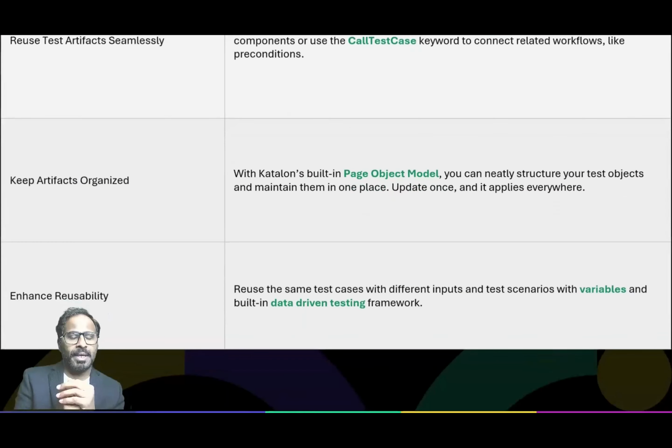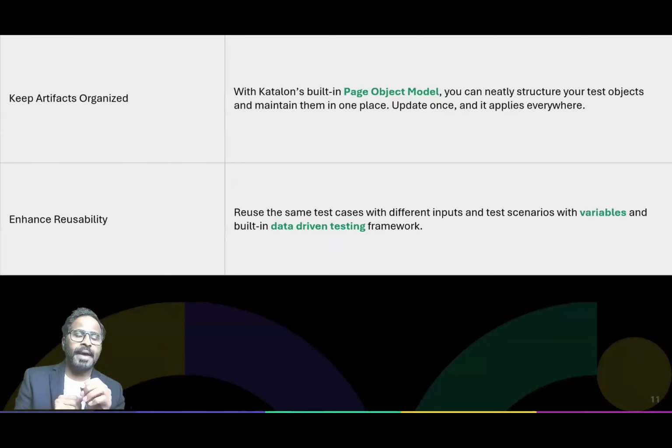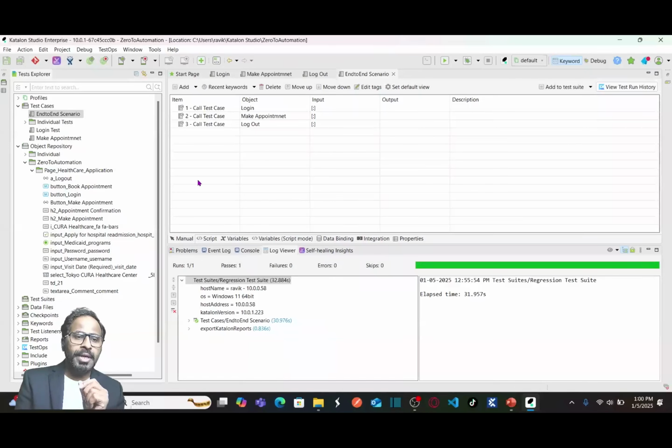Now our next topic for demo is keep artifacts organized. With Katalon's built-in page object model, you can neatly structure your test objects and maintain them in one place. And also you can neatly structure your test cases in different test suites and test suite collections. Now let us jump onto the Katalon Studio and see how can we keep artifacts organized. So here you can see all our test objects are stored under 0 to automation folder. Under that, I can see one folder called page_healthcare. Under this folder, all our objects are sitting.